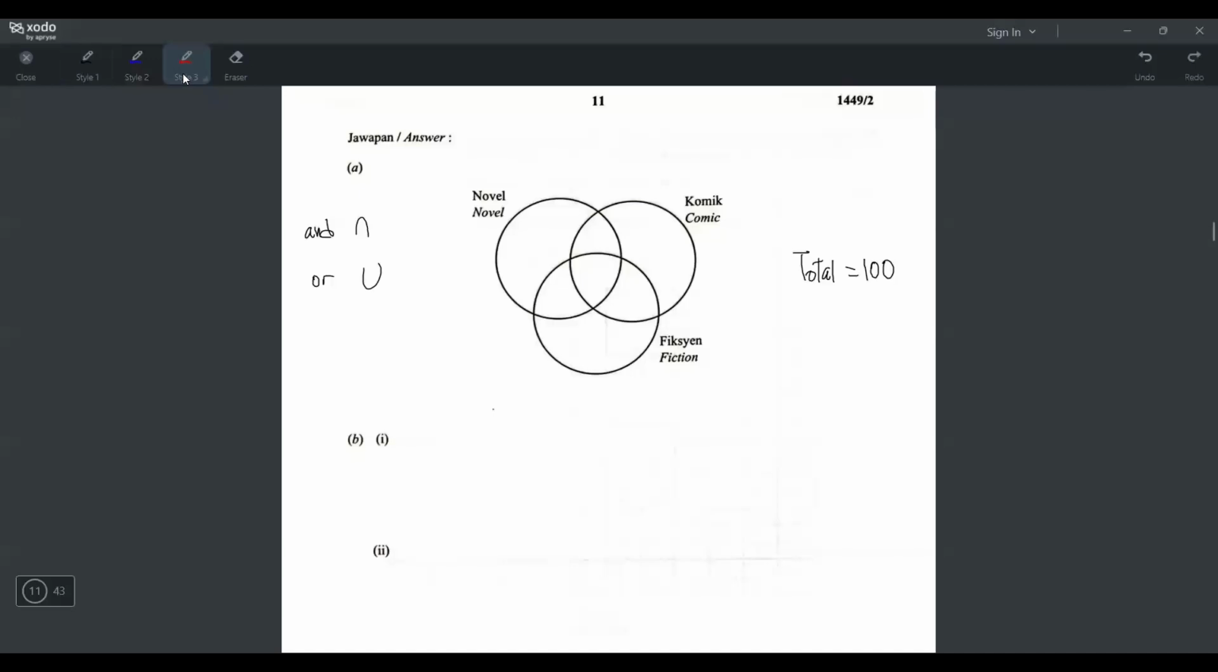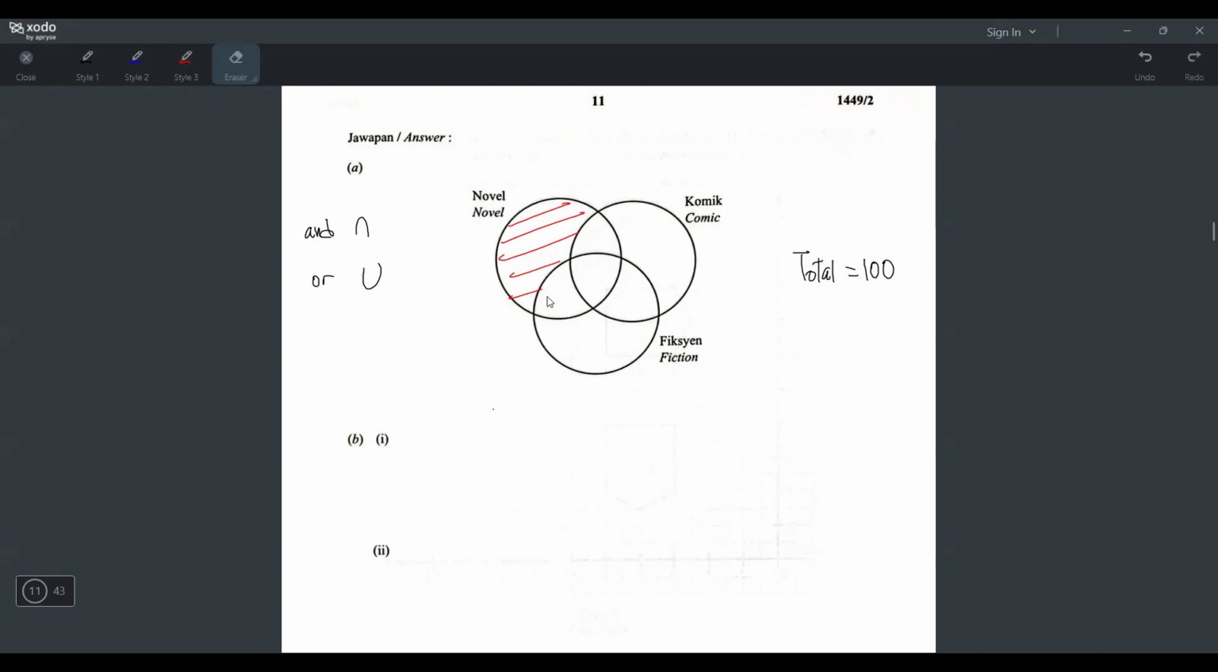Okay, I'll give you one more example. Can you tell me what is this region? This region is novel. But what if I ask you novel only? If novel only, it's only here. Because only means like dia suka novel sahaja lah.